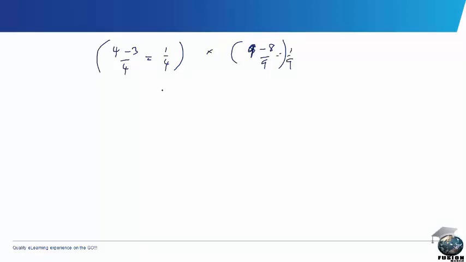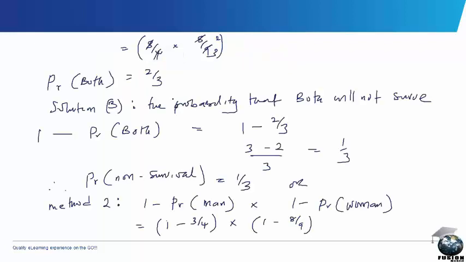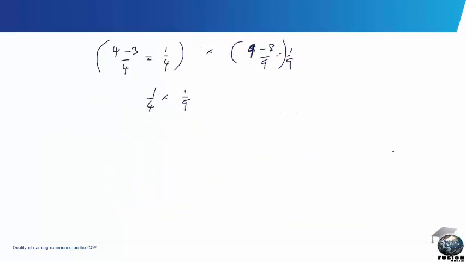So we have 1/4 times 1/9. Is that what we have? Yes. For 3/4 we have 4 minus 3, it's 1/4, and for the two together we have 4 times 9, which gives 1/36.